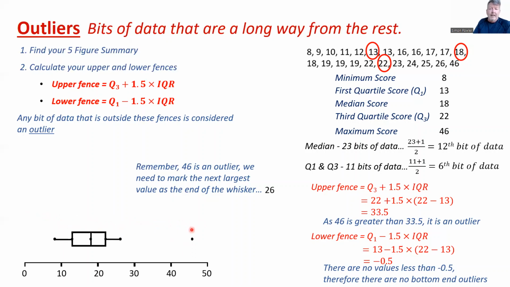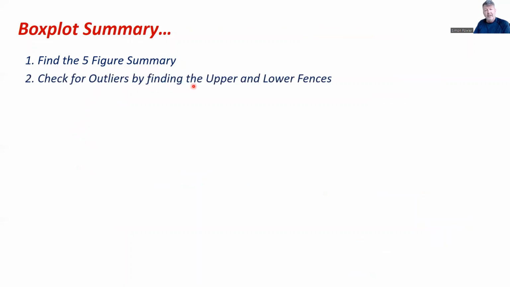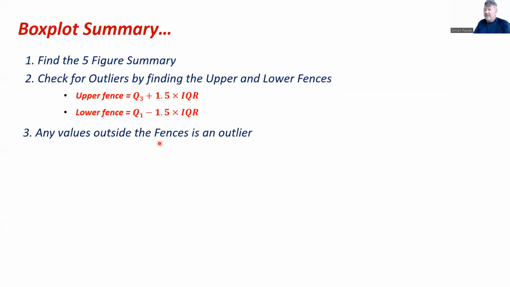Okay. Summary. Let's round it all up. So, first thing we do, find the 5-figure summary. Second thing, you check for outliers by finding the upper and lower fences. That means the upper fence is Q3 plus 1.5 times the IQR. Lower fence, Q1 minus 1.5 times the IQR. Any values that are outside these fences are considered an outlier, either above it or below it.